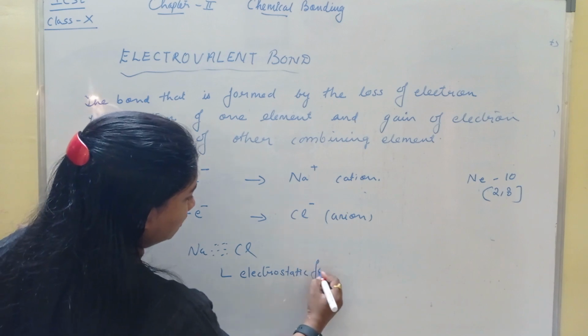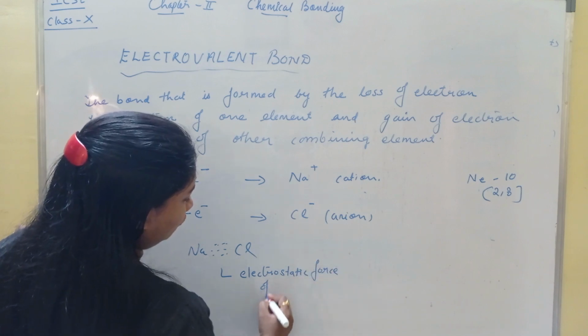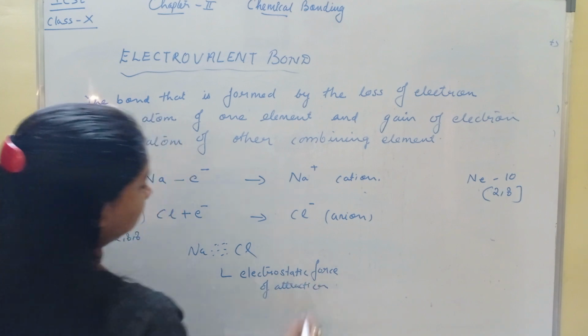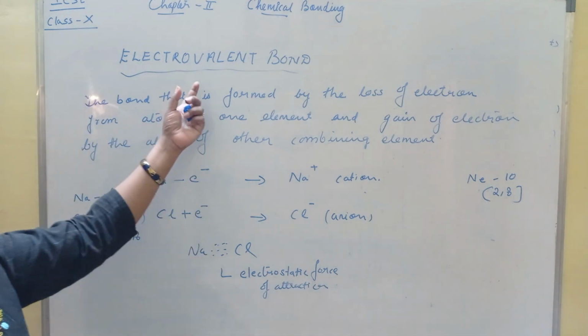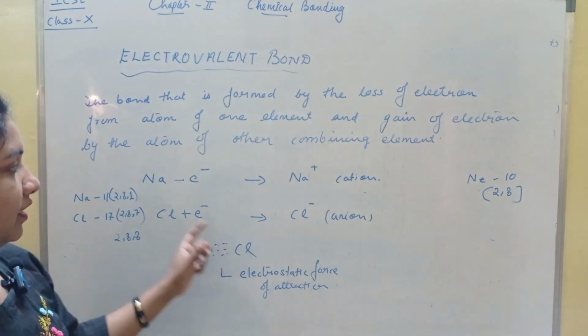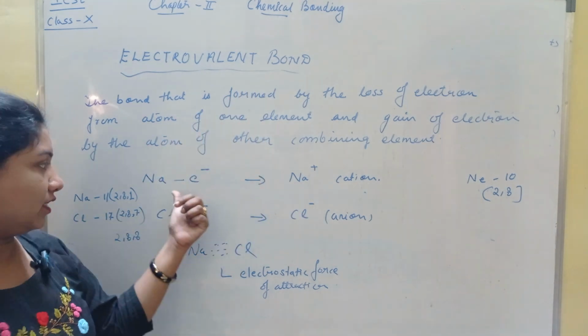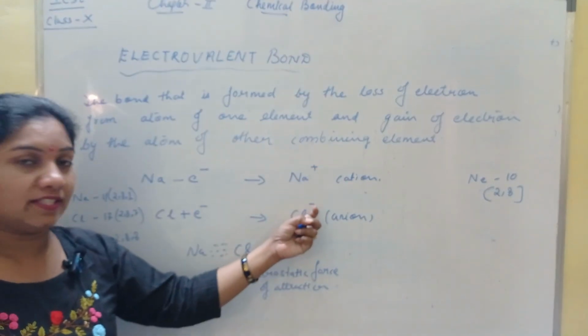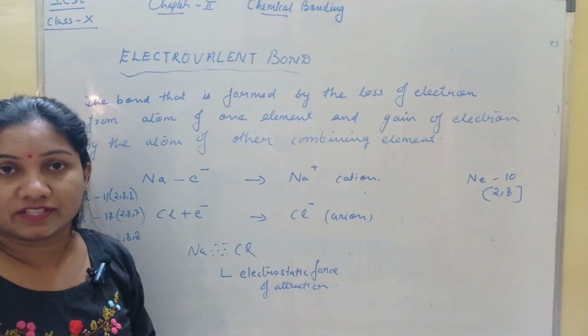Electrostatic force of attraction. So that is why it is called electrovalent bond. We have already written the definition that it is formed by the loss of electron. One atom is losing, another atom is gaining. Why this is positive and why this is negative, this we have already studied in first chapter.